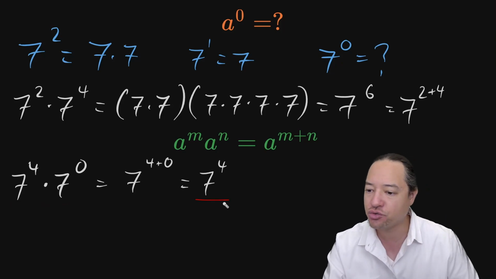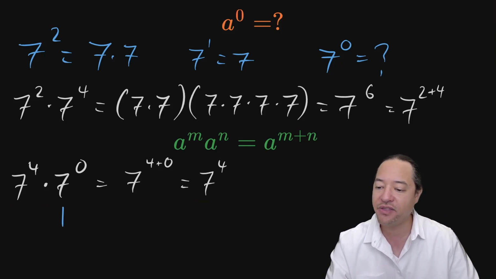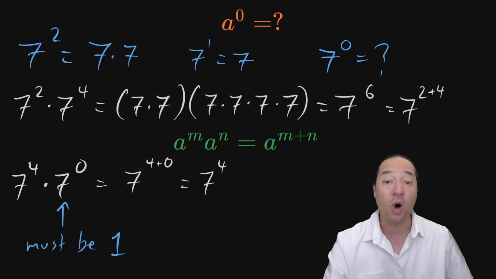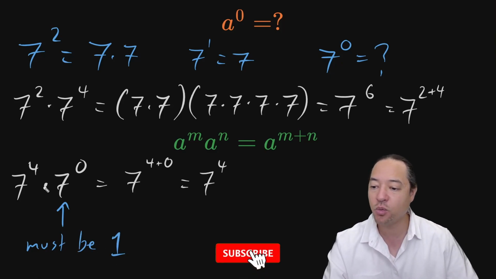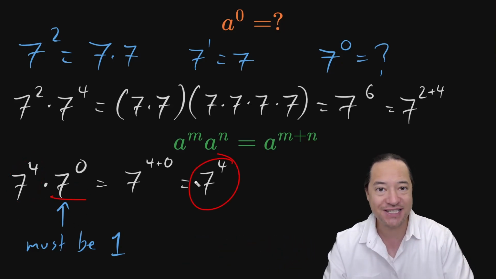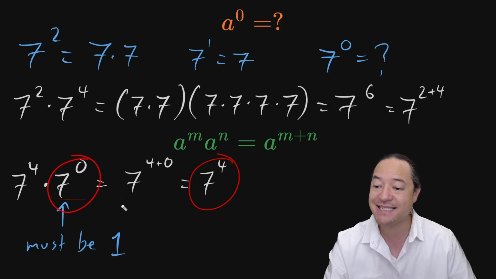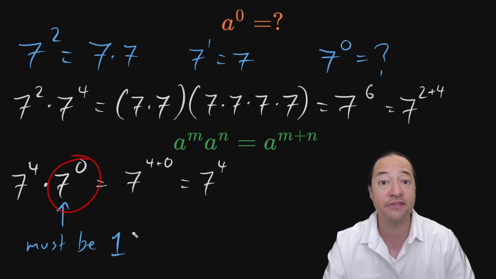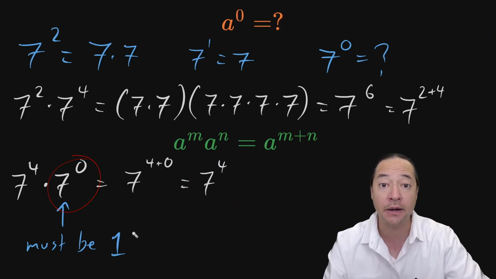Now, for that to be true, this 7 to the 0 must be equal to 1, right? Because that's the only way that you can have 7 to the fourth power multiplied by something and keep it as 7 to the fourth power. This 7 to the 0 must be the multiplicative identity. It must be the number 1, okay?